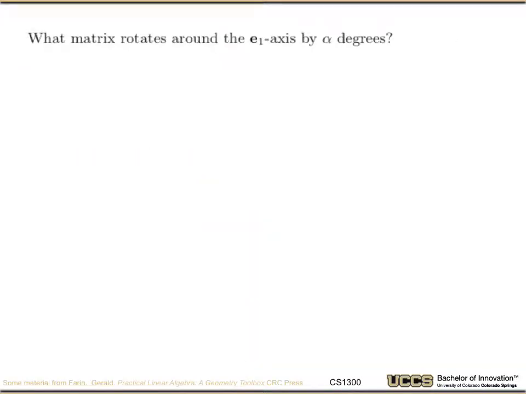Okay. If that one was a little challenging, we'll make this one a little bit easier. What matrix rotates around the E1 axis by alpha degrees? Again, work out your solution, come back after you have it.